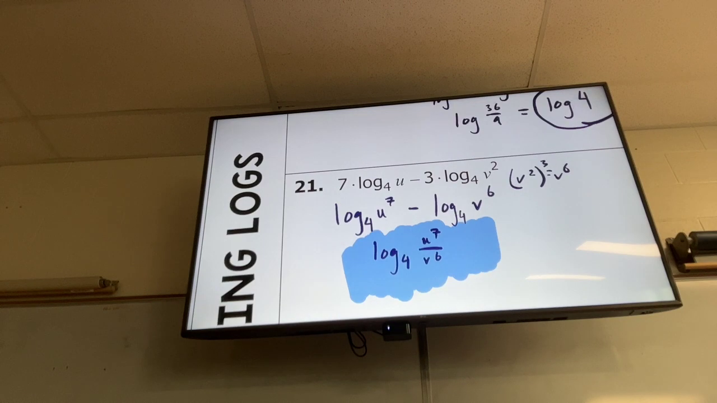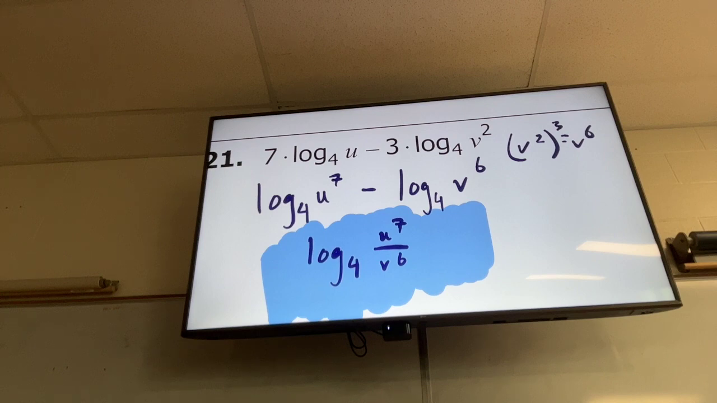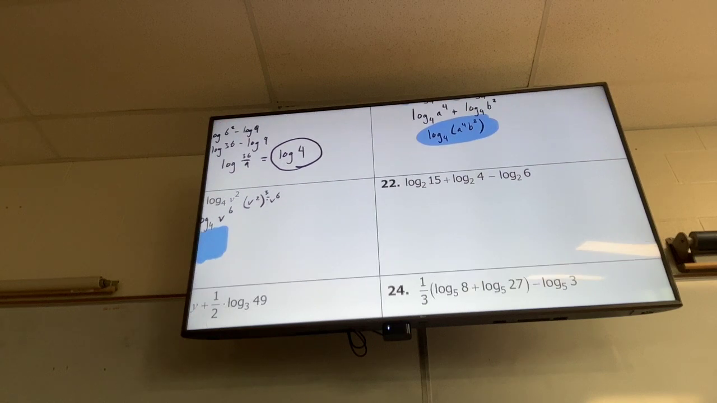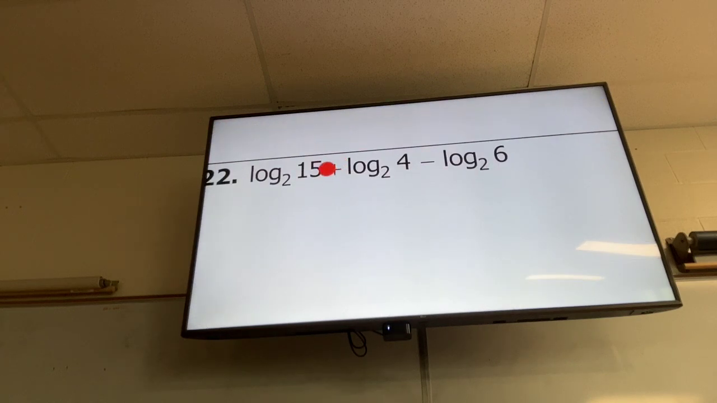Why is it u to the 7th over b to the 6th? Are you confused where this u to the 7th came from? The division symbol or the b to the 6th? The division symbol. So when I subtract 2 logarithms, I divide. These are what are called their arguments. When I divide these things inside them, okay, that's just a rule. When you subtract two logarithms, you divide what's inside them. When you add 2 logarithms, you multiply what's inside them.